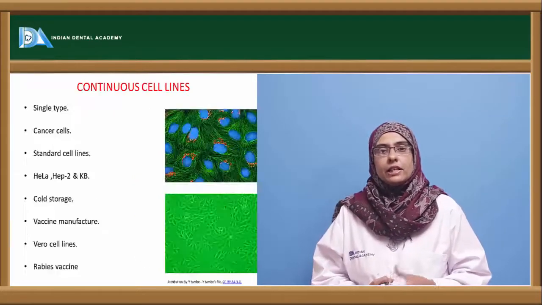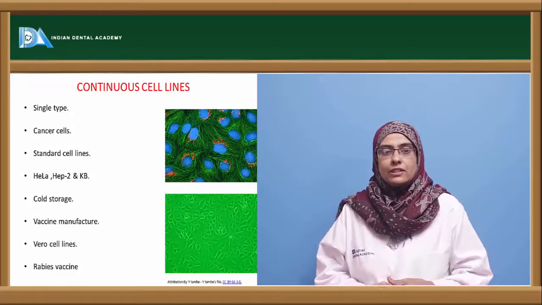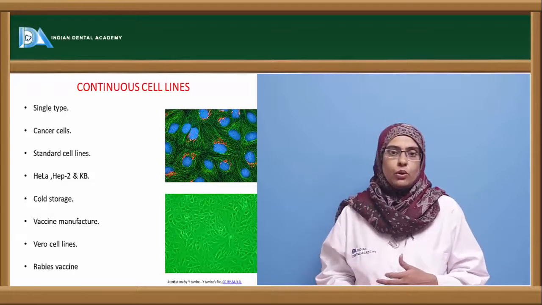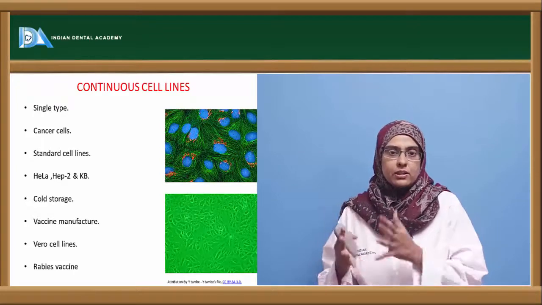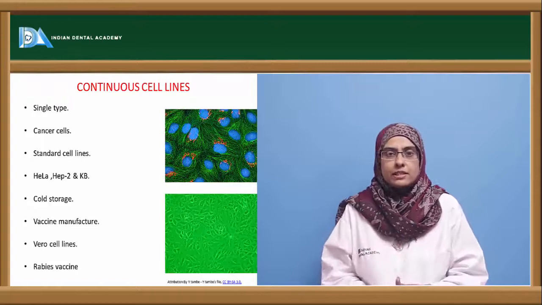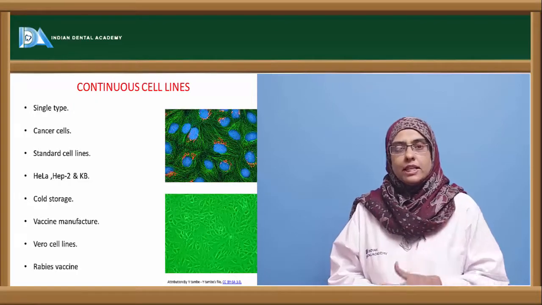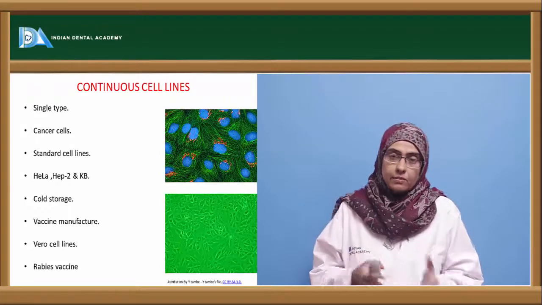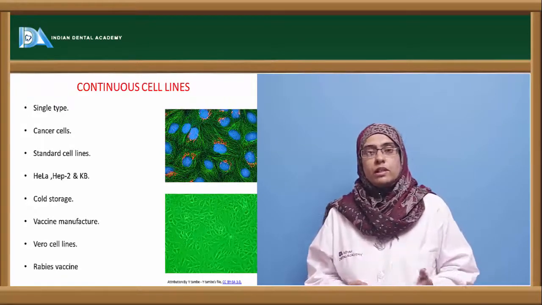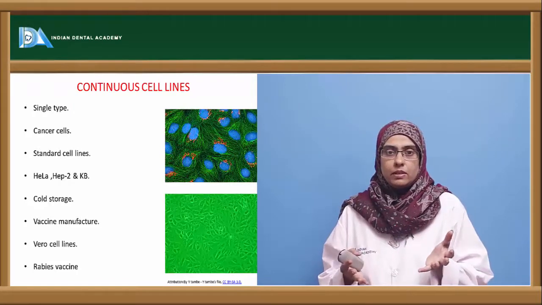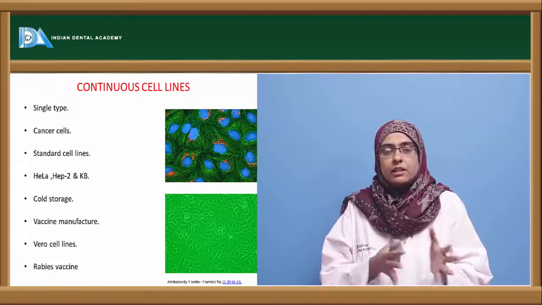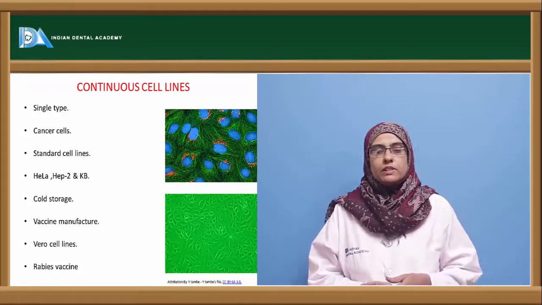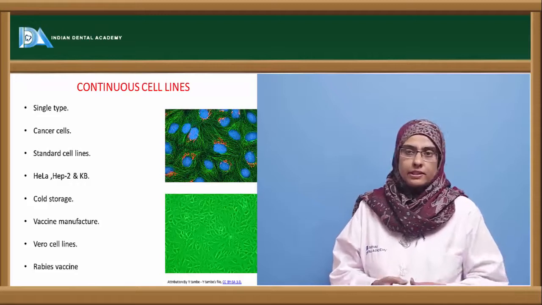Next we have the continuous cell lines. Now these are derived from cancer cells. The cancer cell has the ability to grow continuously, and hence these continuous cell lines are usually derived from cancer cells. The examples of these are the standard cell lines: HeLa cells, Hep2, and KB cells. They can be stored in the cold, and hence the maintenance of the organism can be done in cold storage, and they can be used for vaccine production. An example of this is the Vero cell line for the production of the rabies vaccine.